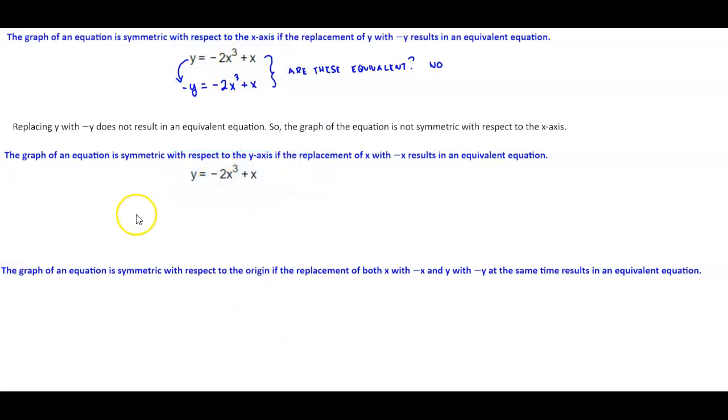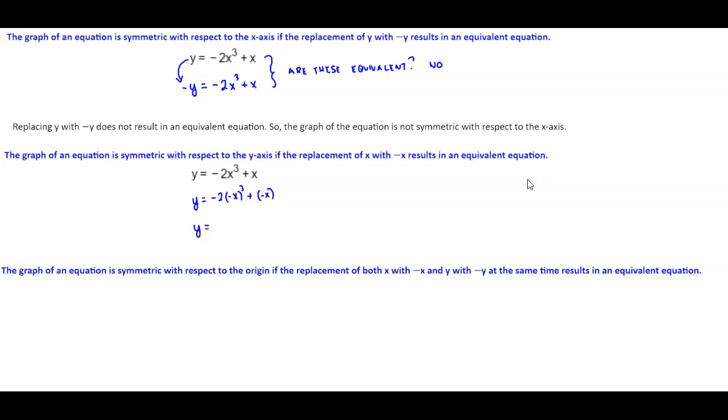Now we want to check and see, is the graph of an equation symmetric with respect to the y-axis if the replacement of x with negative x results in an equivalent equation. So what that means is we need to replace x with negative x. So we're going to replace the x with negative x, and then we're going to cube it, and then plus negative x. Okay, so what do we get?